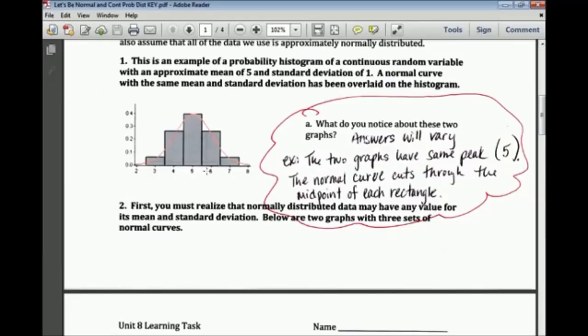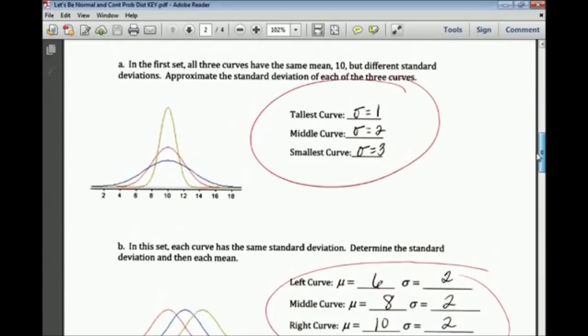But what if we took these rectangular boxes and changed the width down here and made the width smaller and smaller and smaller? What would happen? There'd be less deviation. It would look more and more like the curve, wouldn't it? So you were estimating here what the standard deviations were.